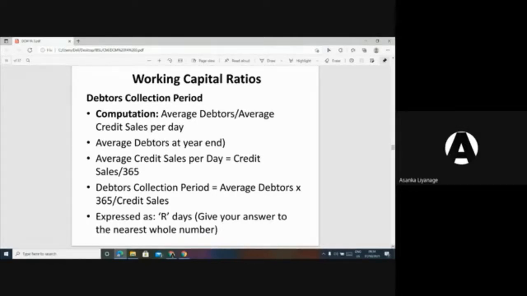So is it good if it increases, or good if it decreases? What is your answer? Whether it is if the number of days are a higher amount or a lower amount? Lower amount. Lower amount. Right, good.